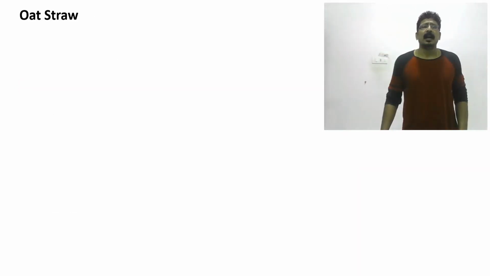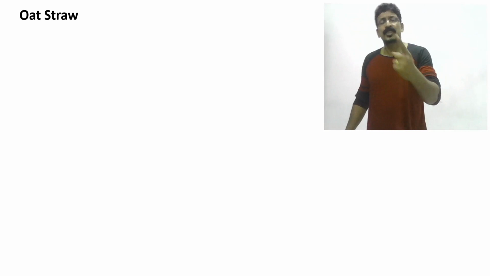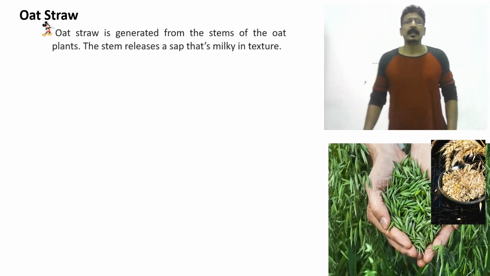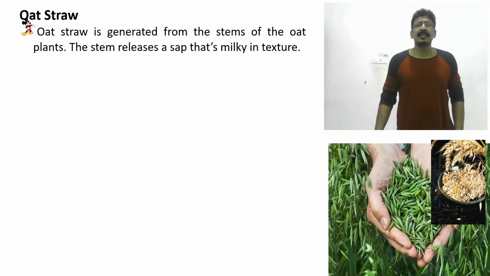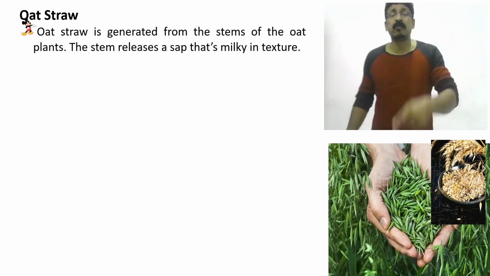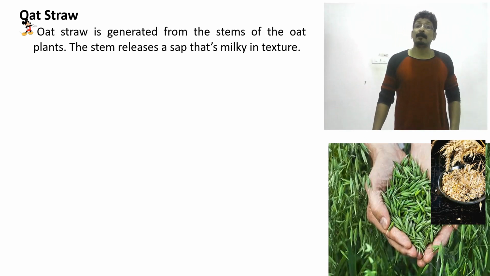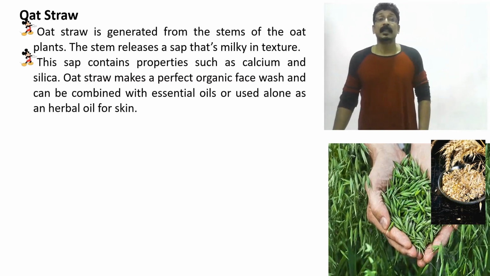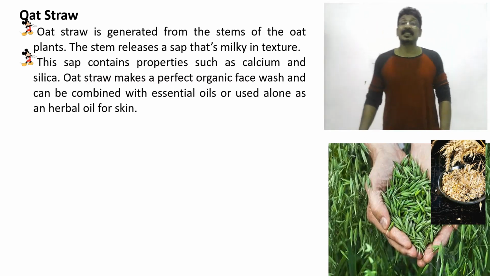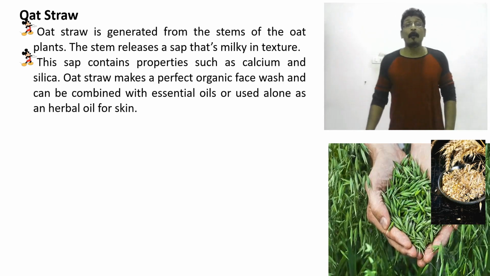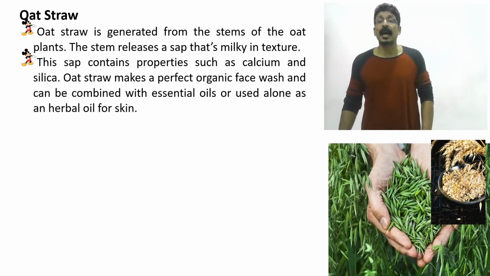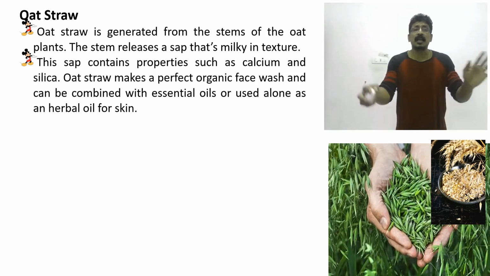And oat straw. Oat straw is also very good for your skin. Oat straw is generated from the stems of the oat plant. You can see the plant, the oat plant. The stem releases the sap that's milky in texture. This sap contains properties such as calcium and silica. Oat straw makes a perfect organic face wash. It's a perfect organic face wash and can be combined with essential oils or used alone as herbal oil for skin.